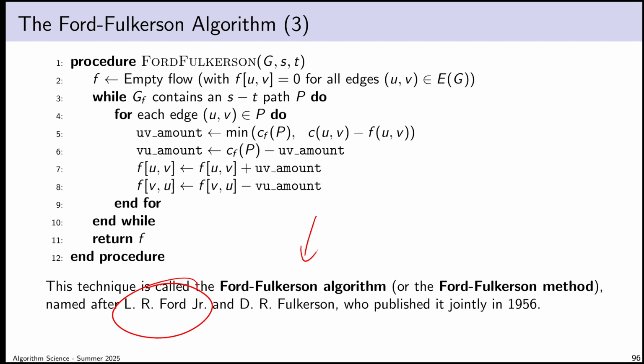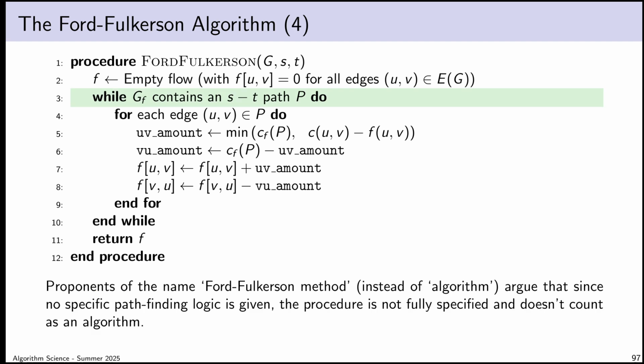Okay, so we don't need a history lesson for why it's called the Ford-Fulkerson algorithm. It's just named after the people that invented it, and there's no controversy about that. But what's this business of calling it algorithm versus method? I'm going to talk about that. There are people that claim that we shouldn't call this thing the Ford-Fulkerson algorithm, but we should just call it the Ford-Fulkerson method, because they say it's sort of ill-specified.